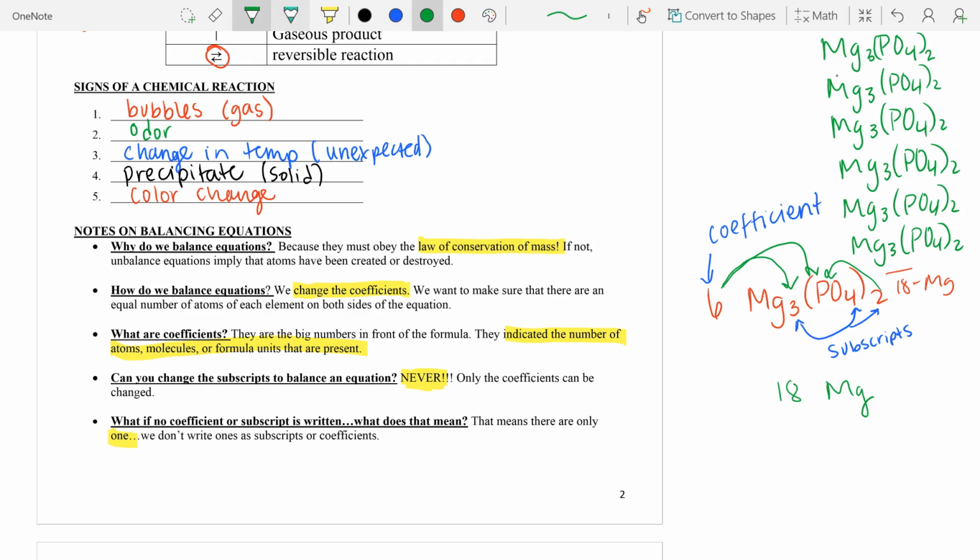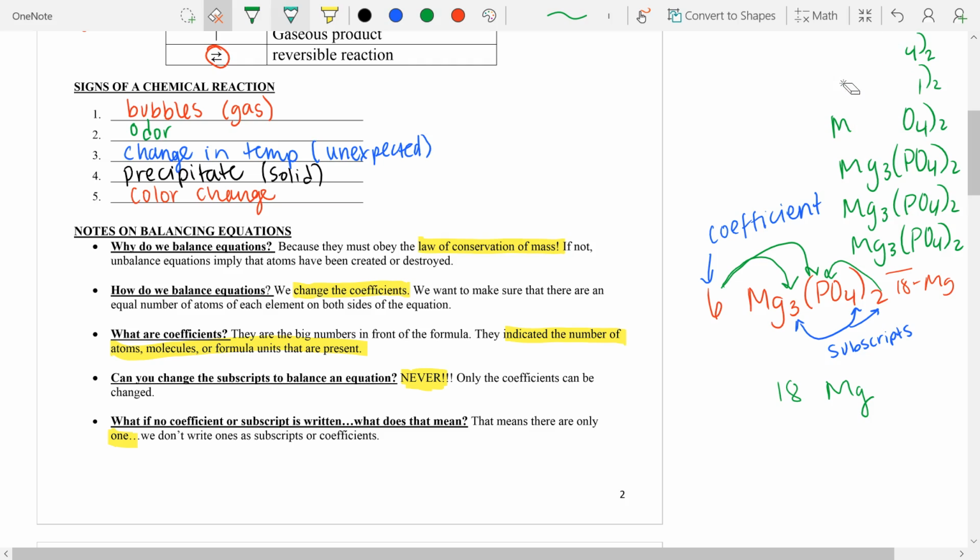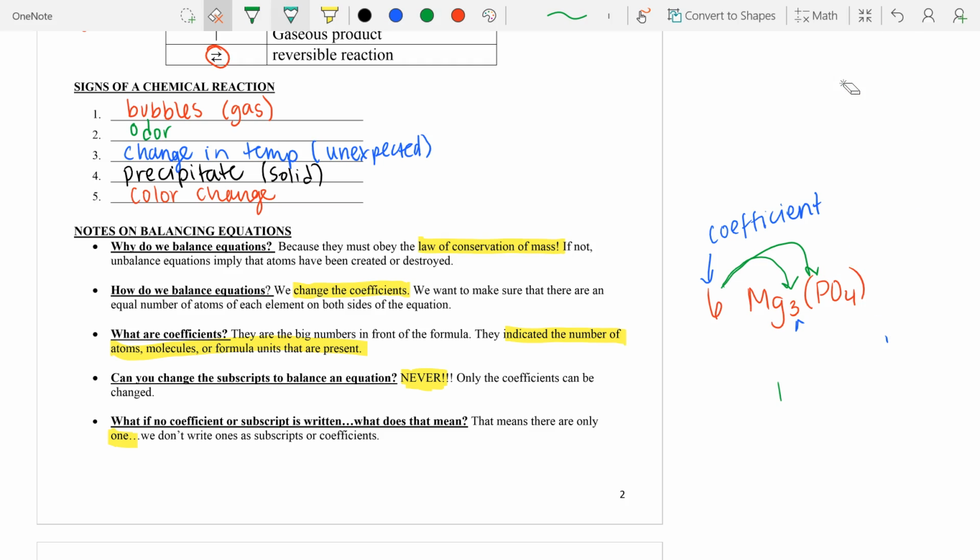Okay, if you need a refresher on how to count atoms and things like that, go back to the counting atoms video so that you can check that out. But let's go ahead and erase all of this doodling here, and we'll get into the meat and potatoes of this video and what we really need to learn today.